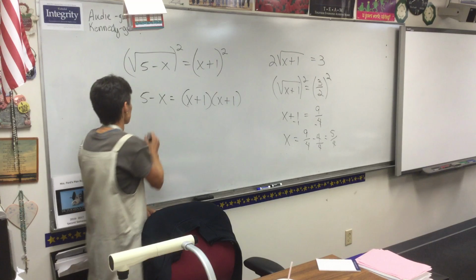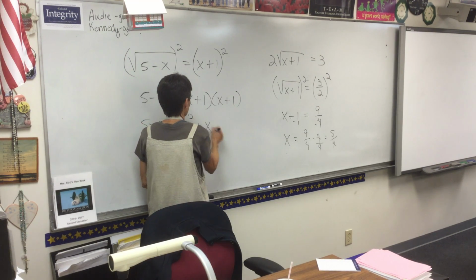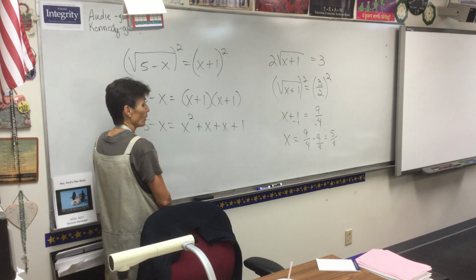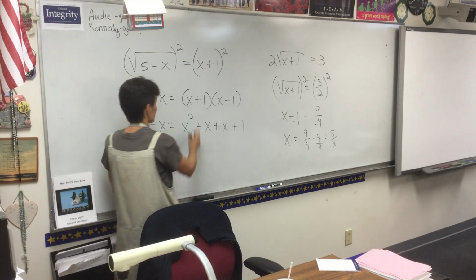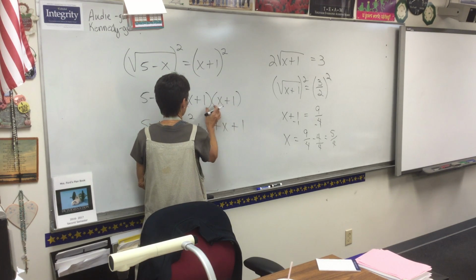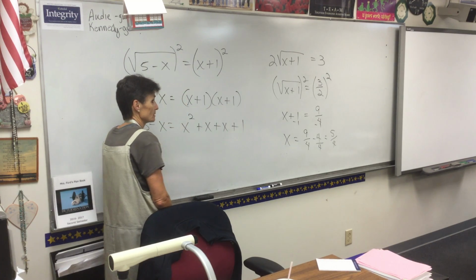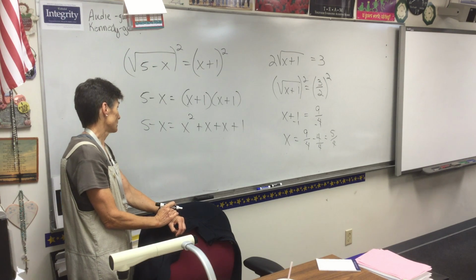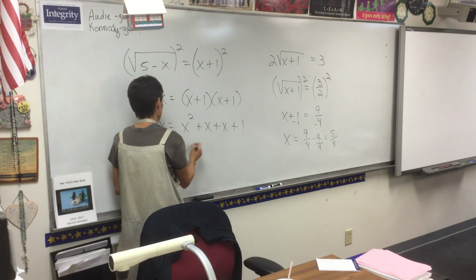So 5 minus x equals x squared plus x plus x plus 1. Please tell me you remember foiling, F-O-I-L, first, outside, inside, last. So x times x, x times 1, 1 times x, 1 times 1. X squared plus 2x plus 1. All right.